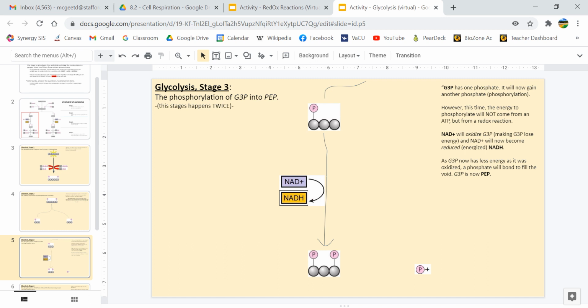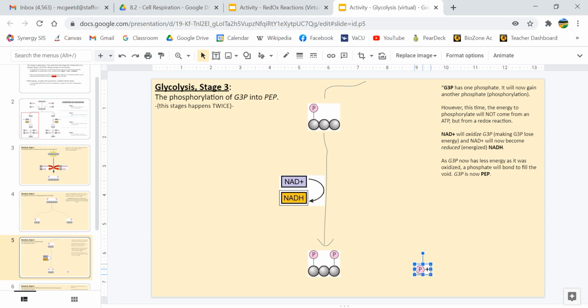Actually, it just converts itself. It doesn't really give it to anything. What we're going to do is strip the electrons off of the sugar, and now NADH is reduced and carrying energy. That means this molecule down here is now oxidized, and this molecule is now reduced. So we've actually lost energy in our sugar because we gave it to NADH.